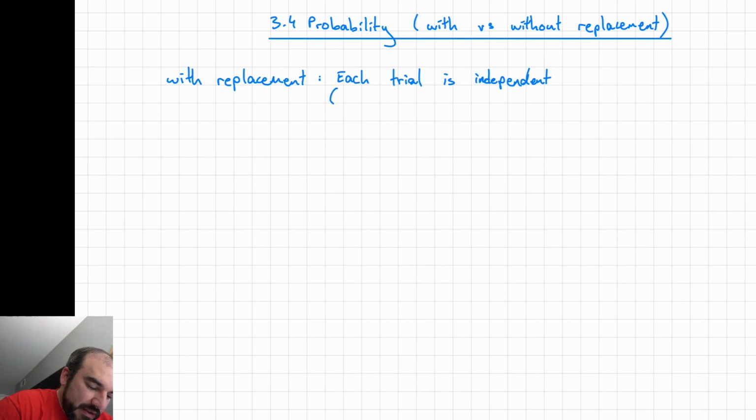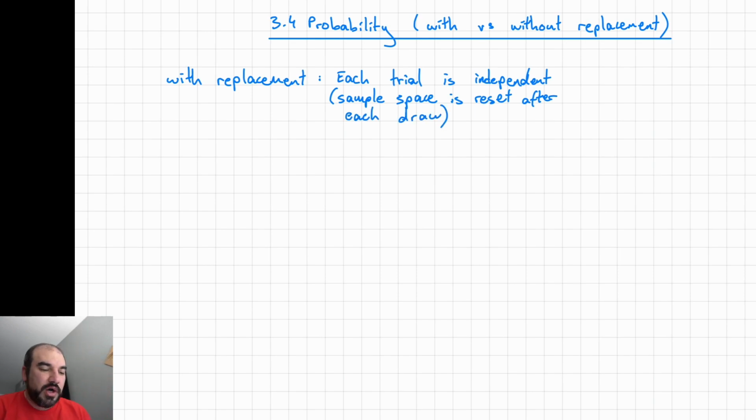So each trial is independent, meaning that the sample space is reset after each draw. Right, I'm going to call it draw there. It's not necessarily drawing. If you're rolling a die, then it's after each roll. Whatever it is, the sample space is going to reset after each action.